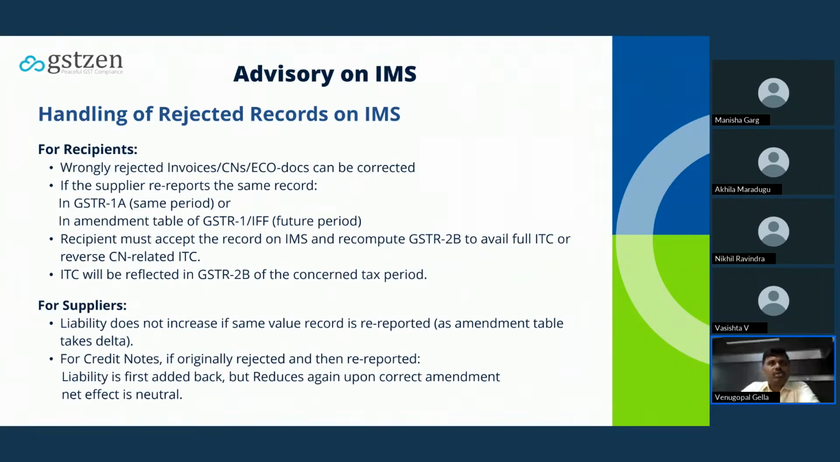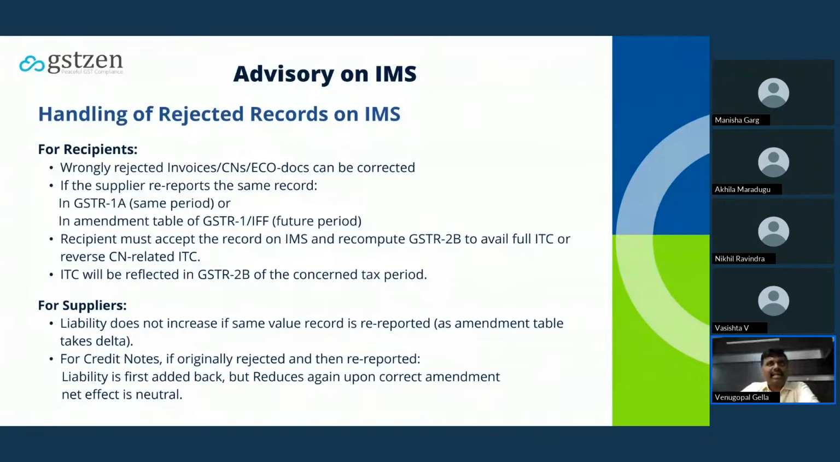Then there's an advisory that has been given on IMS, which is more to do with the credit notes and wrongly rejected invoices. What one can do and what can be corrected and what cannot be corrected. For a wrongly rejected invoice or credit notes or anything, these documents can be corrected.